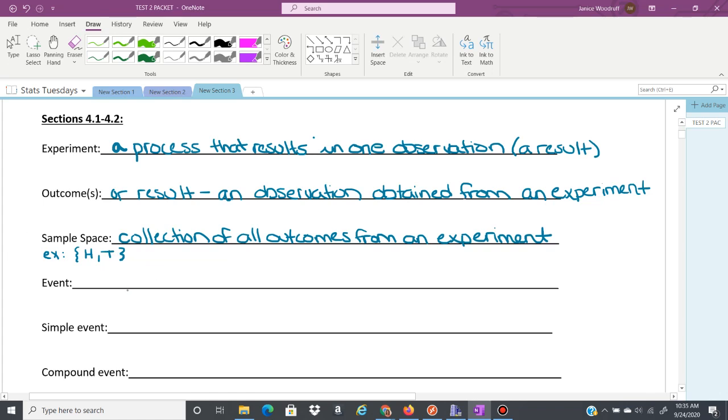An event is one or more outcomes from an experiment. Okay, so we say the event is the outcome. So the event happens, we do heads or tails, and the event outcome is heads. Okay, so that's our event. We name the event capital E.